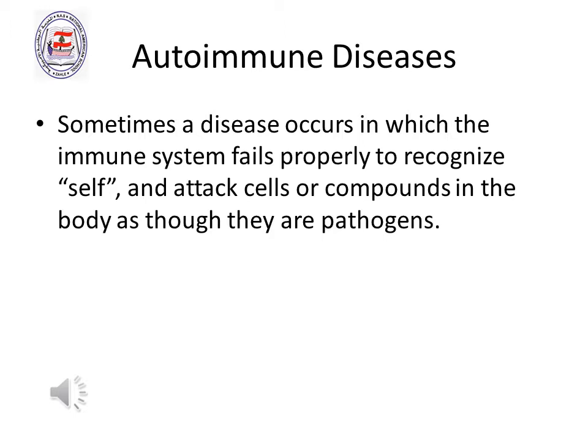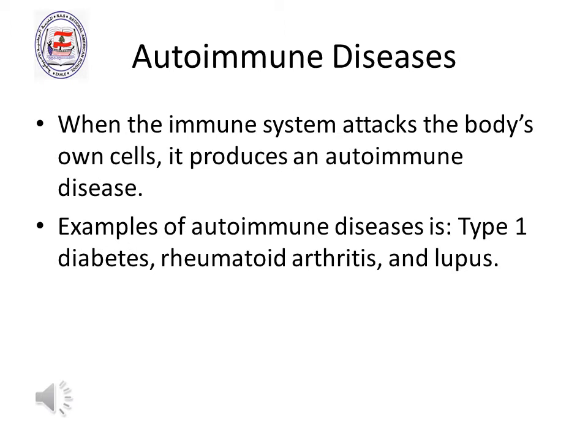What is autoimmune disease? It is a disease in which the immune system fails to properly recognize cells, that is, our own cells, and attacks these cells or compounds in the body as though they are pathogens. So, when the immune system attacks the body's own cells, it produces an autoimmune disease. Examples of autoimmune diseases are type 1 diabetes, rheumatoid arthritis, and lupus.